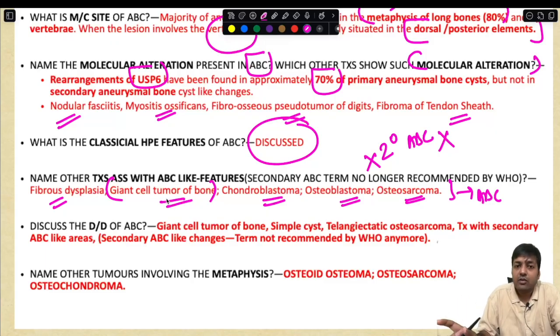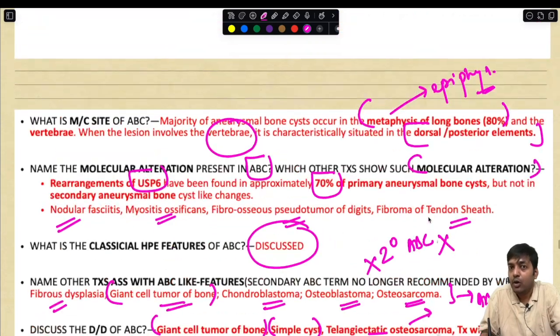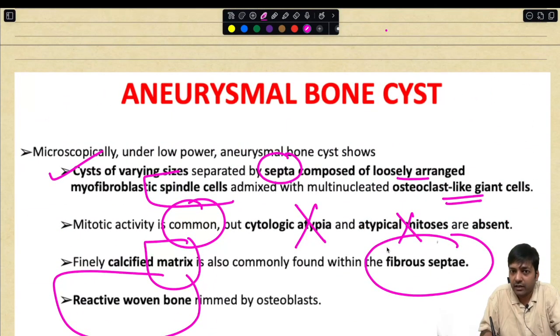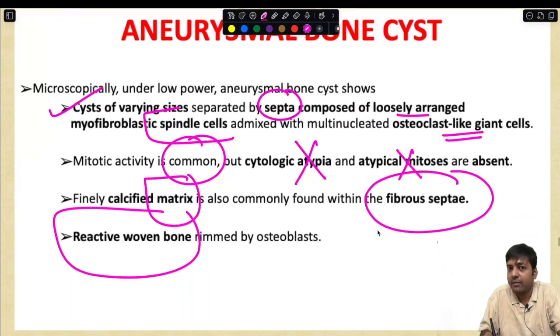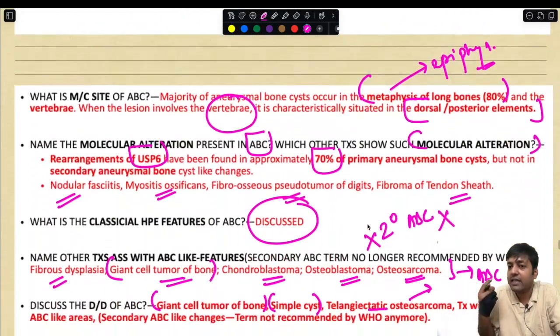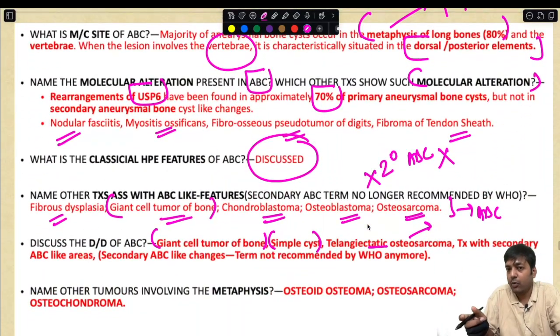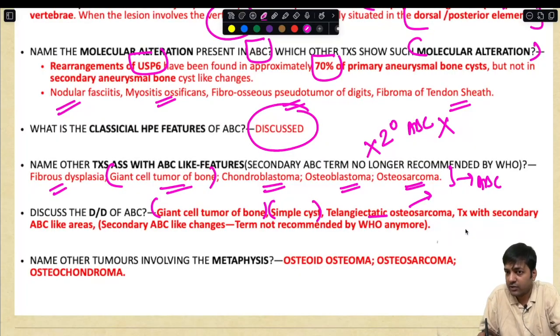So discuss the differential diagnosis of ABC. Number one is giant cell tumor of the bone. The histopathological difference and even the molecular alteration in both of them are different. Second is simple cyst. Third is telangiectatic osteosarcoma. Now over here also fluid levels can be there, but there will be very high pleomorphism, which is not present in ABC. You will not see any cytological atypia or atypical mitosis. Even the tumor cells are bland. They are not pleomorphic as seen in telangiectatic osteosarcoma.